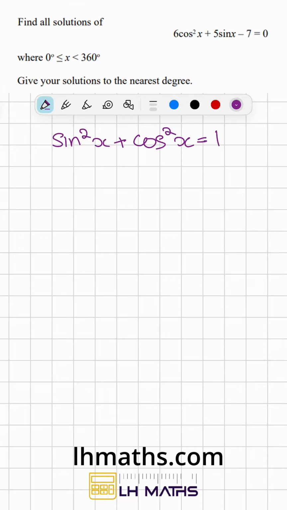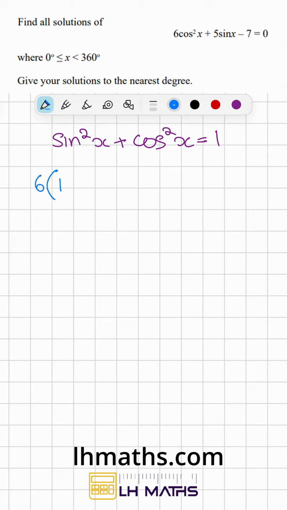So in this question, we have 6 cosine squared x plus 5 sine x minus 7 is equal to 0. We need to find all the solutions of x between 0 and 360. So first things first, we're going to use this trigonometry identity to change that cosine squared x into a sine x. So if we do that, therefore we would get 6.